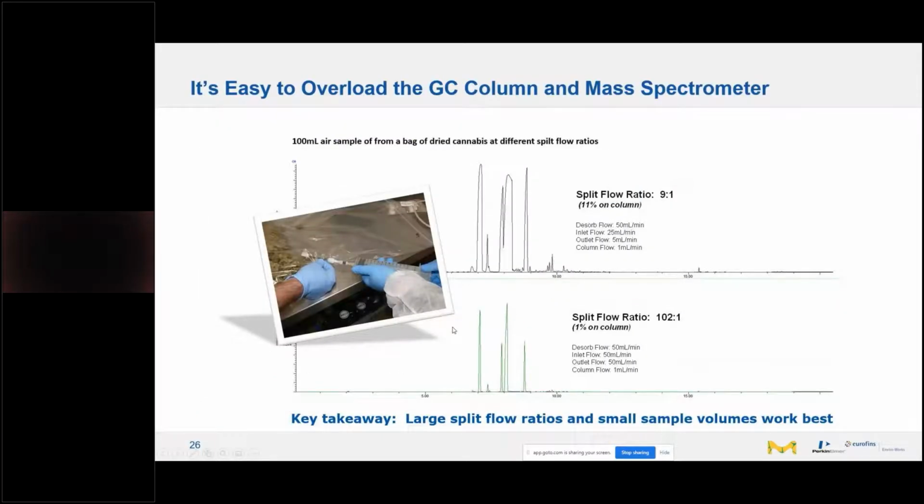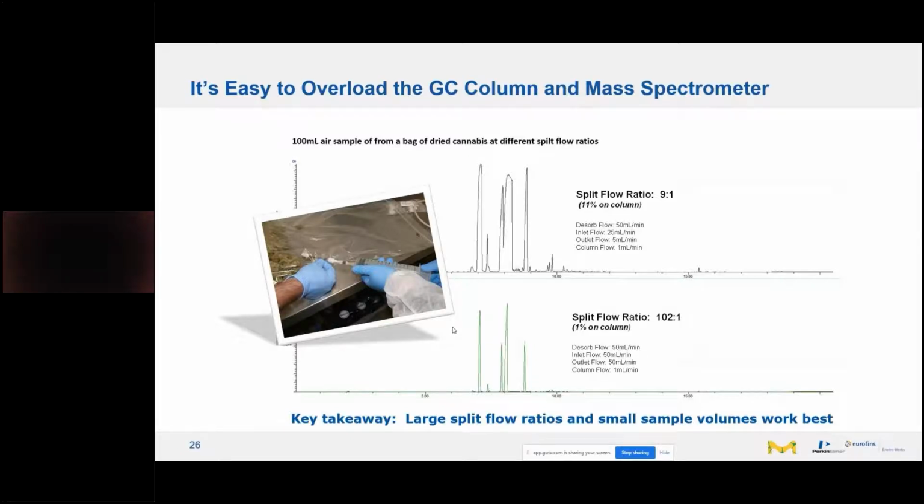So we get to our split flows. This was taken from a highly concentrated terpene area. The first example was a split of 9-1, the second 102-1. We could tell just from smelling the area we're sampling in if that's going to be high or low. It's always better to take a low volume as well as a normal volume and run that one first.